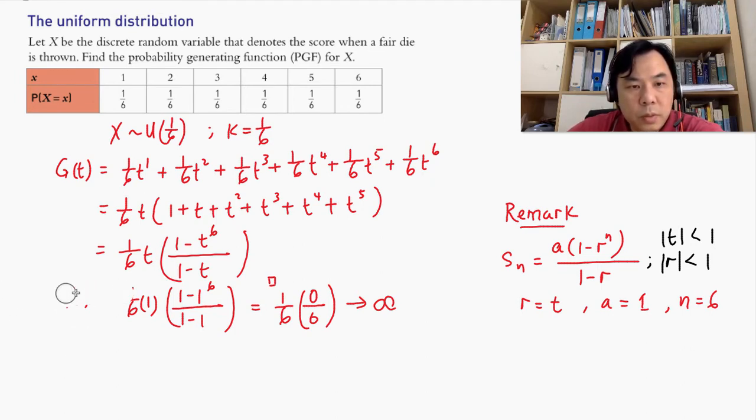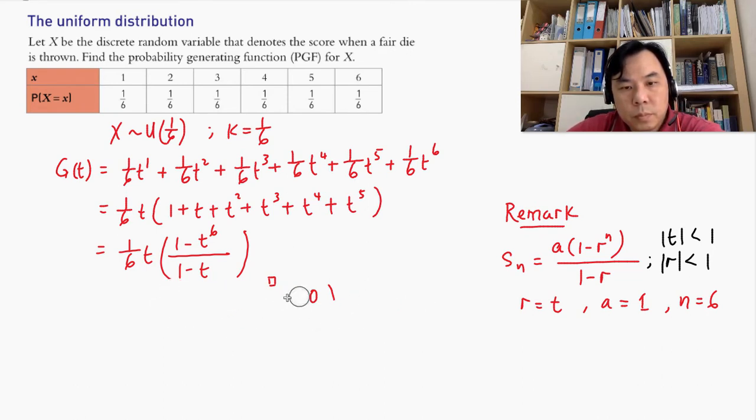Let me erase this. Now we're going to use this result here. That's the reason why it's best to always check whether your probability generating function has been described fully. Is there any detail that you left out? Because this function here is not completely defined for the value t equal to 1, we have to readjust this form here.